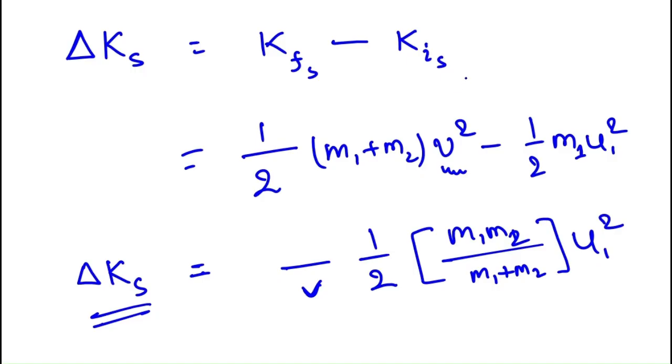There is a loss of kinetic energy, and that loss is due to dissipating force, mainly due to friction, and this is the initial velocity. So this one we can continue.